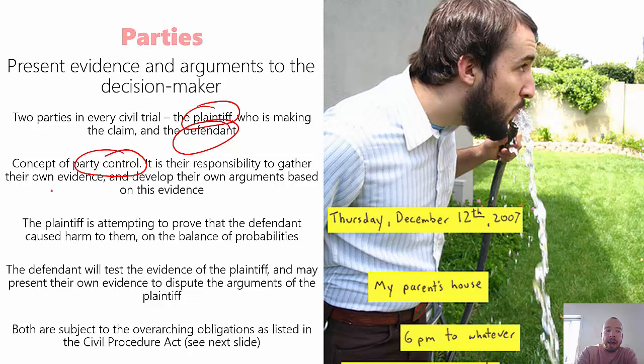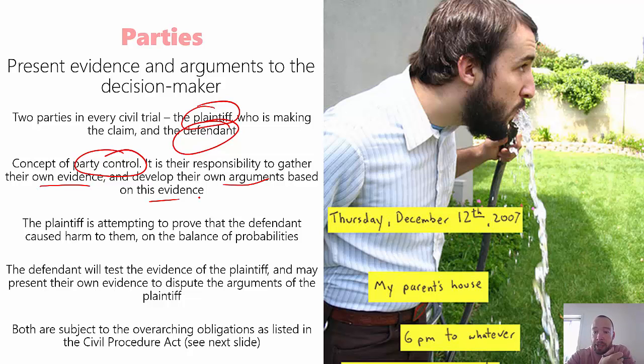It is the responsibility of the parties to gather their evidence, develop their arguments, and then present that to the court so that after the parties have had that adversarial approach where they're pitting their arguments and evidence against each other, the truth will come out and that will be the judgment handed down by either a judge or the verdict given down by a jury. So party control is really important when we talk about plaintiff and defendant.